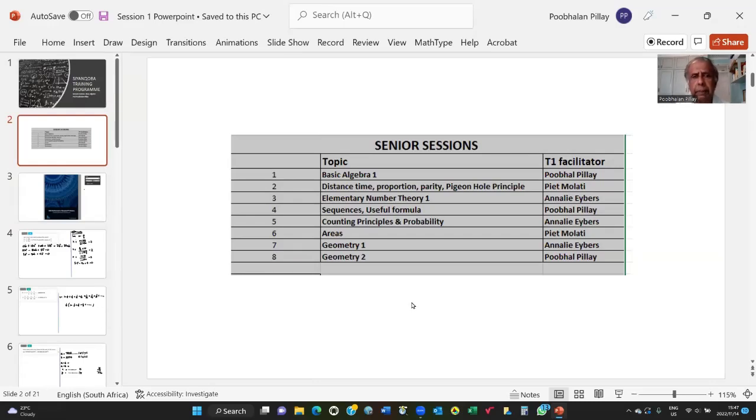The topics that will be discussed in these 8 sessions are shown on the screen. This very first one is called Basic Algebra, and I will be the facilitator for that. And the facilitators for the other sessions and their titles are below that.